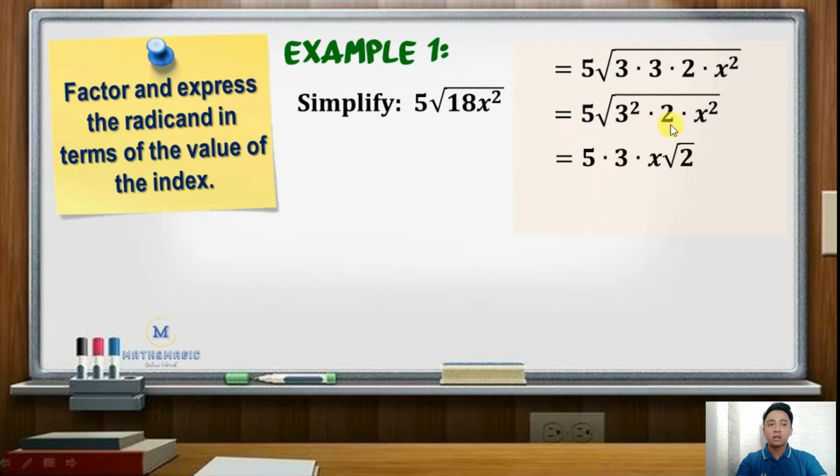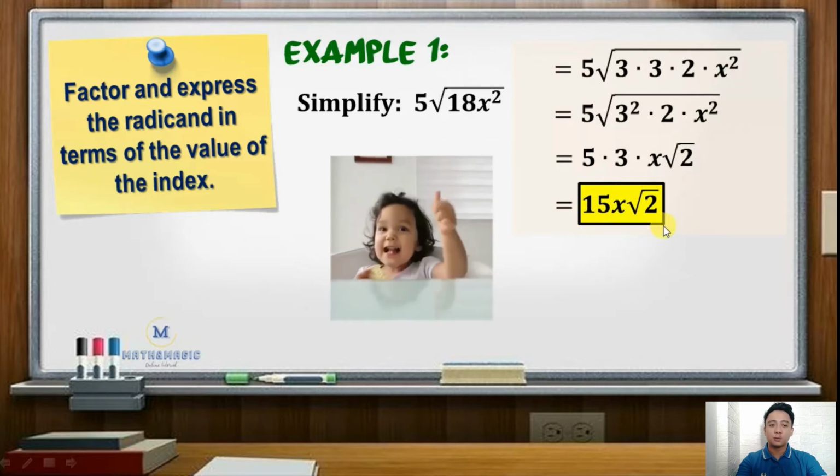In the case of 2, since its exponent is 1, and we cannot get 2 from 1, we will retain 2 in the radicand. For x squared, again we can get 1 two from the exponent 2. So we will extract x. Now we will multiply all the terms outside the radical expression. That will be 5 times 3 times x, then square root of 2. 5 times 3 times x is 15x, square root of 2. Thus, the simplified form of 5 square root of 18x squared is 15x square root of 2.